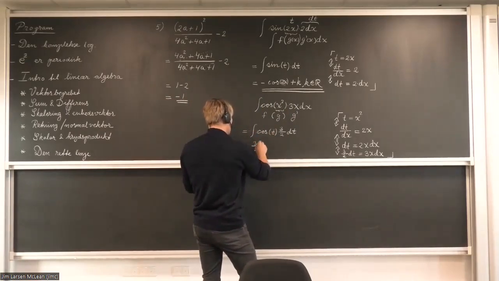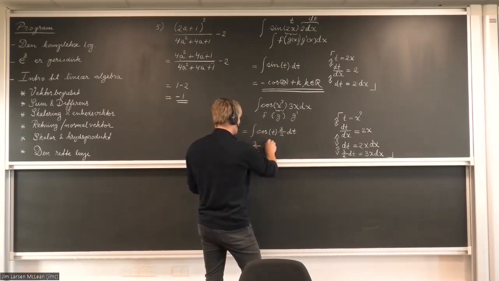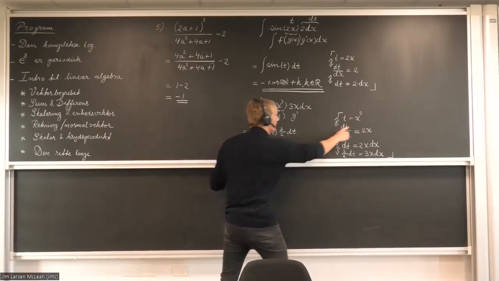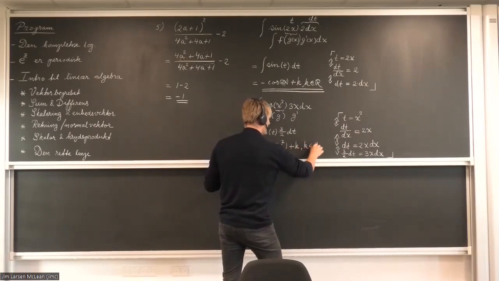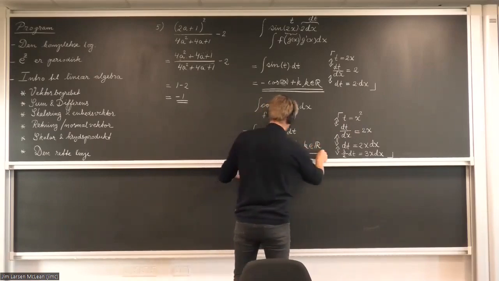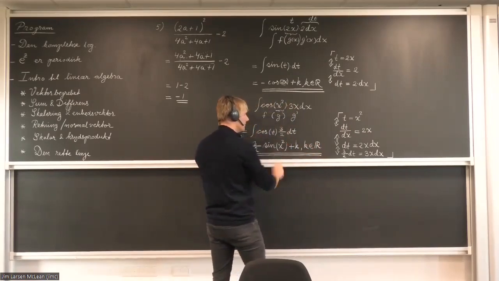And I think, what's the antiderivative of cosine? Well, it's sine. So sine of t. And what was t? It was x squared. And then substituting back, there we have it. I'm done. Here's the answer. These are all the antiderivative functions for this integrand.